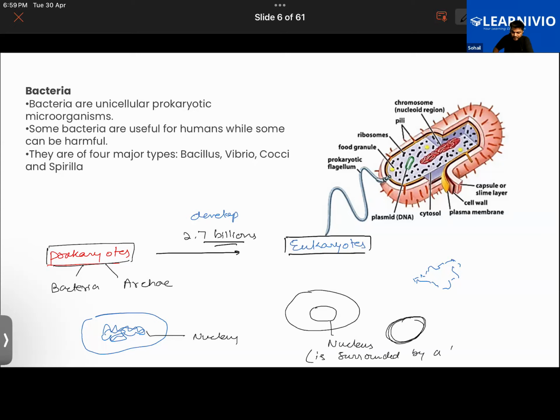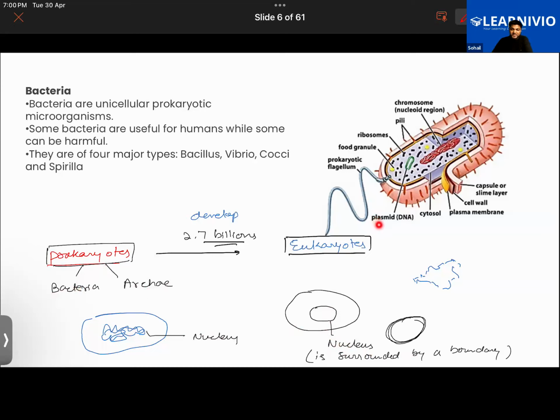by a boundary. While can you find any boundary in the case of a prokaryotic cell? No, sir, it is very unorganized, right? So the major difference between the prokaryotes and eukaryotes is that prokaryotes do not have a boundary. The nucleus does not have a boundary. While in the case of eukaryotes, the nucleus has got a boundary. And prokaryotes, the examples of these are bacteria and archaea.